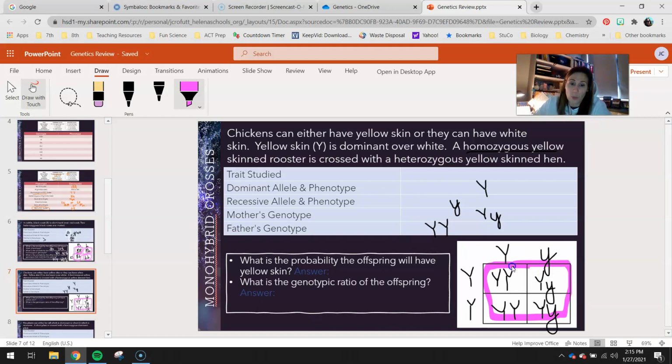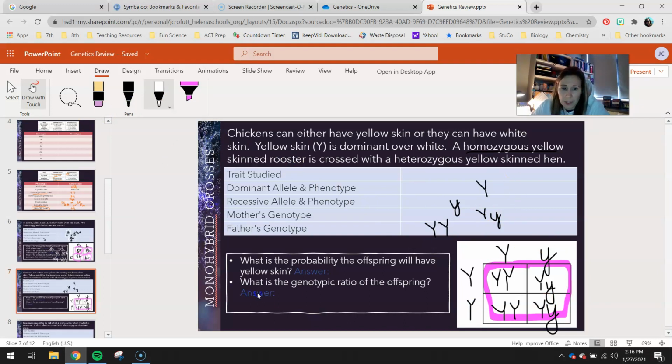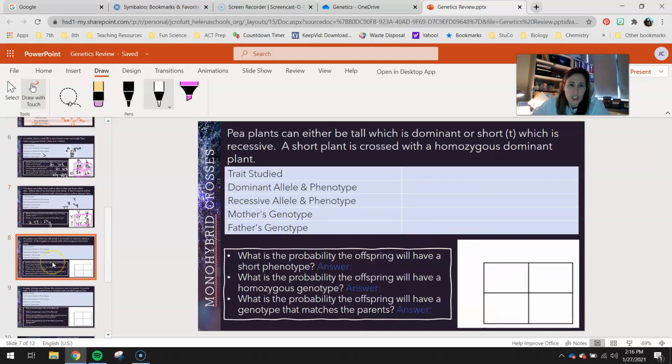What is the genotypic ratio of the offspring? So remember, for that one, we look at all the different types of genotypes we might have for the offspring, and then we list them. So for this one, we would have 2 big Ys, and then we do a little colon, and we say 2 big Y, little y. So we list the numbers of each genotype we see, and also each genotype we see separated by a colon.